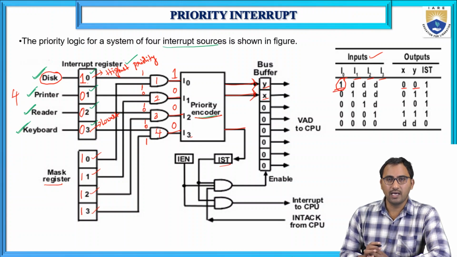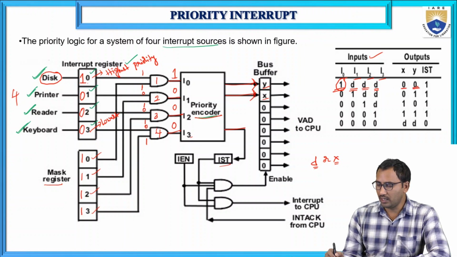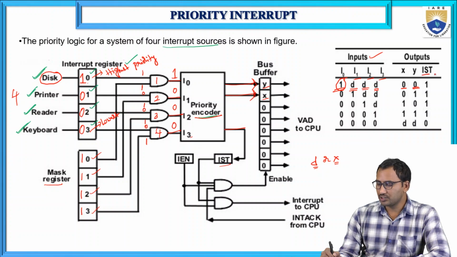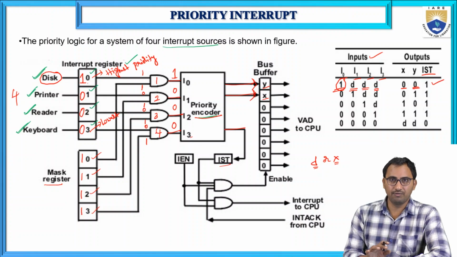So always the highest priority device will be serviced first. That's why the remaining devices no need to check. So that's why the remaining states will be represented with a D or X. D means don't care, X means don't care. So the corresponding outputs are X and Y equal to 0, 0. When the interrupt is generated, then the IST flag will be set to 1. Okay, so that is the first.